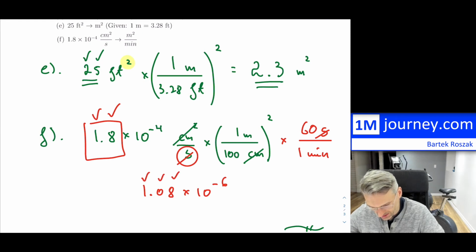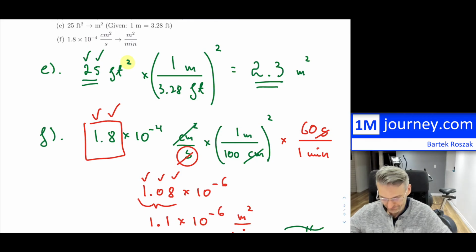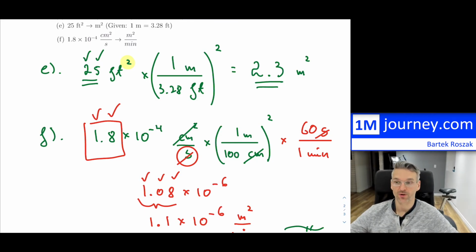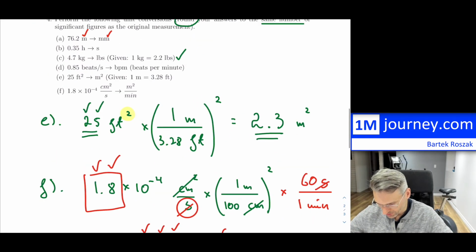This has 3 significant figures. So you would have to round this if you want the same amount. At least that's what they ask. So that's rounded to 2 sig figs, and then we can put our units, which is meters squared per minute. So there you have it. All right, so those are all the conversions there.